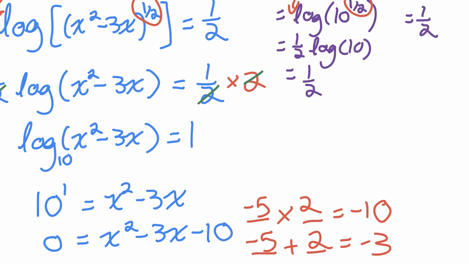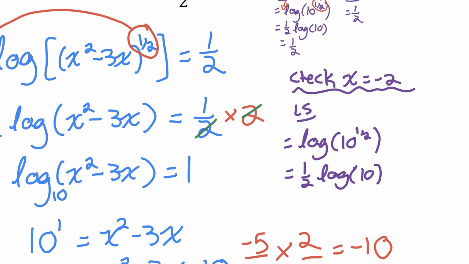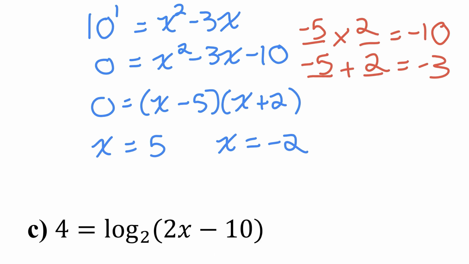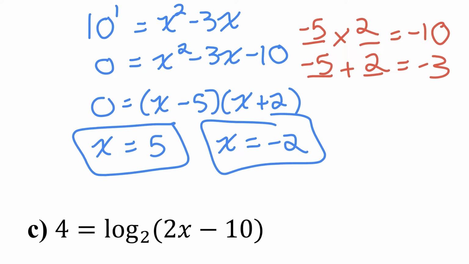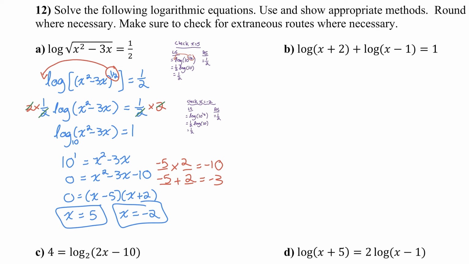Let me also check my answer of negative 2. If I were to sub negative 2 in for those x's, it would make this become 10 as well. So on the left side, I would have log of 10 to the half, which is the same as we had before. So that's a half log 10, which is just a half, which is the same as the right side of the equation. So that has verified that both x equals 5 and x equals negative 2 are both solutions to the original equation.